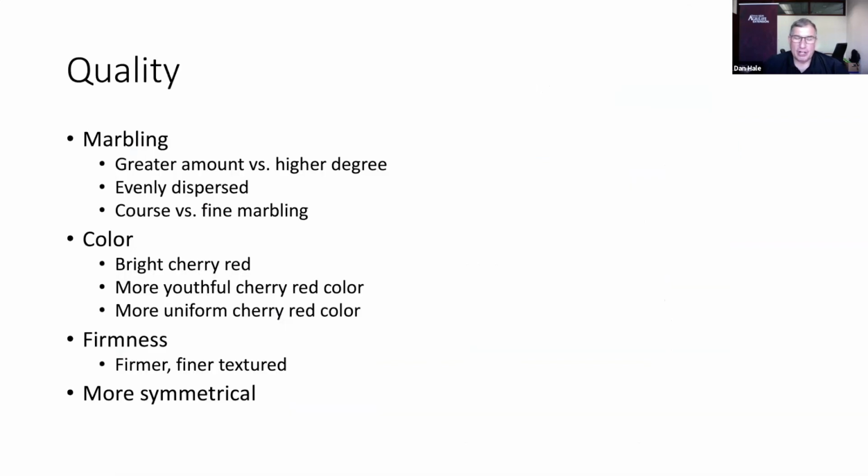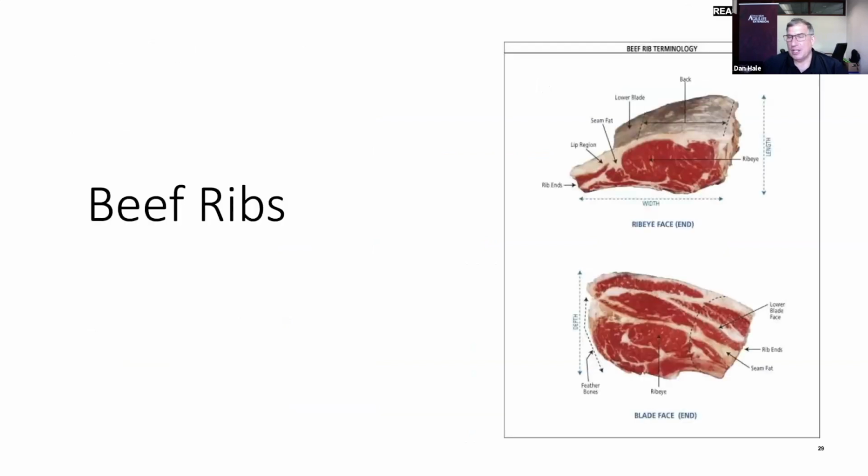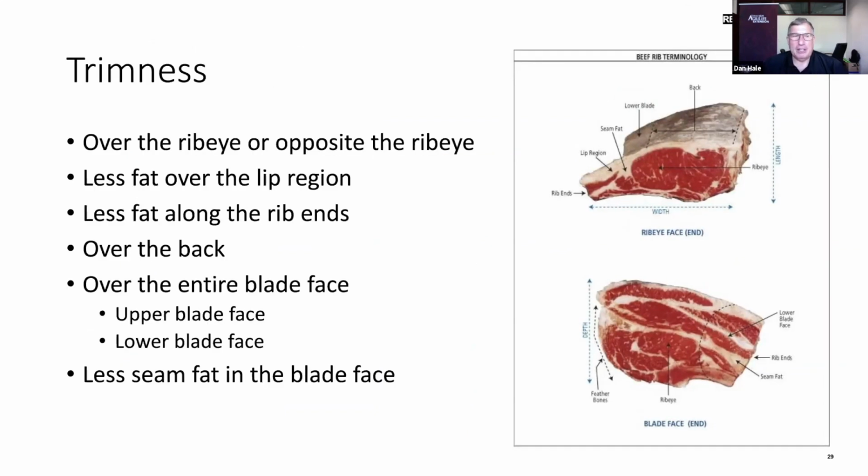When we look at quality from a question standpoint, marbling is important. We also look at that bright cherry red, bright youthful color. Uniformity of color is important. We also look at firmness and texture of the meat as well. So those are just things for questions. Marbling, again, is the most important factor in this. So let's look at beef ribs.